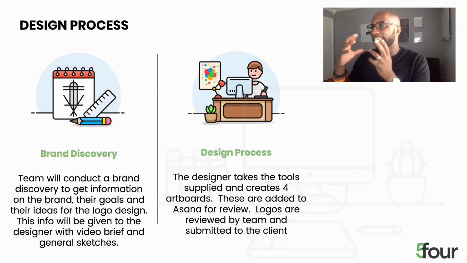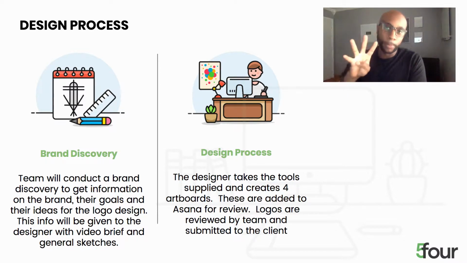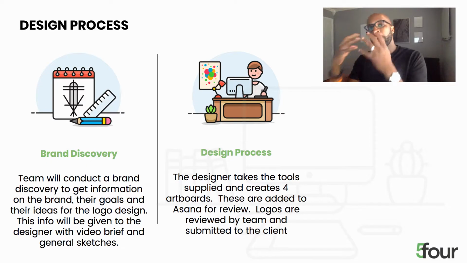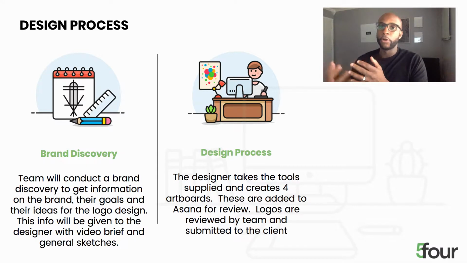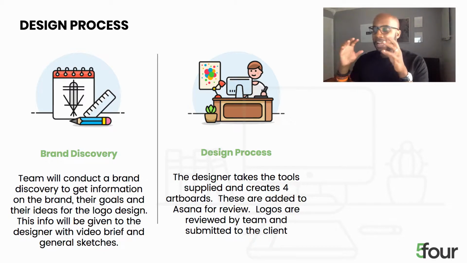Next, we have the design process. This is when the designer takes the tools supplied and creates 4 artboards. Artboards are images of what the logo could look like in a normal circumstance, and I'll show you some of those at the end. These are added to Asana, our task manager, for review. And so these logos are reviewed by the team and submitted to the client. A lot of times it'll be the back and forth internally with myself and the designer until we get the specific design that we want to go with.